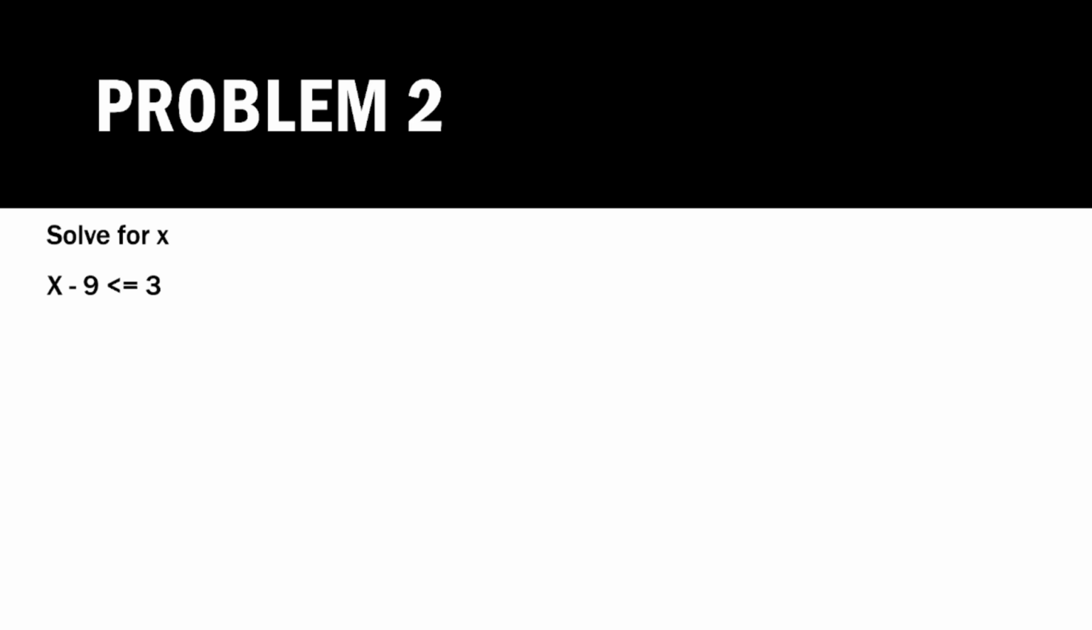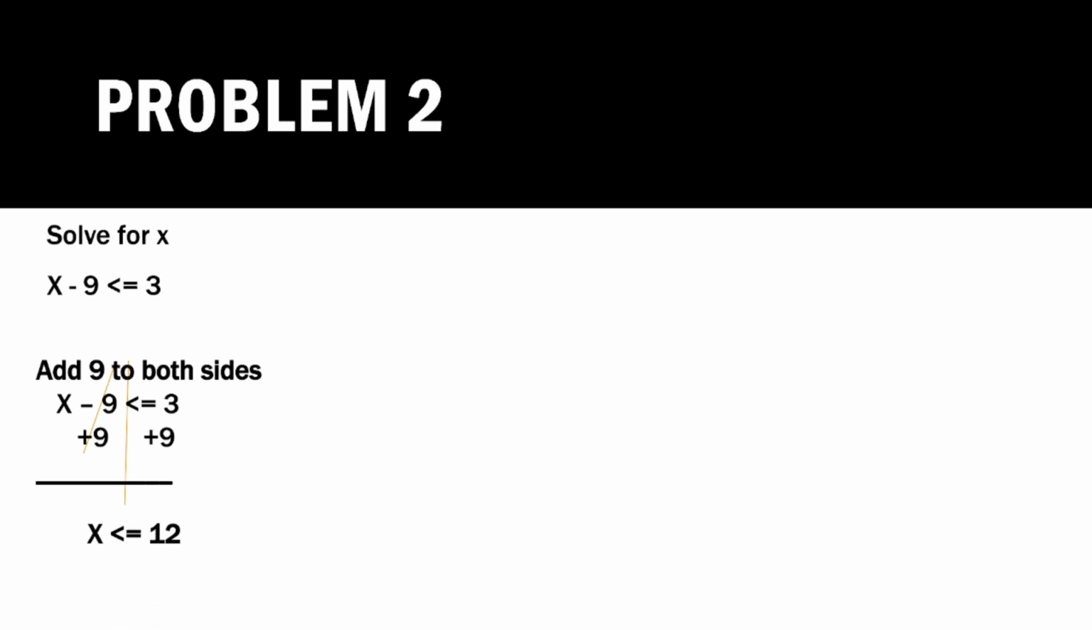So let's do problem number 2 together. Solve for x. So we have x minus 9 is less than or equal to 3. So what you're going to do is add 9 to both sides, because the opposite of subtraction is addition, because you have a minus 9. So you want to add 9 to both sides. So the 9's on the left side cancel out, and then you're just doing 9 plus 3. So you get x on the left side less than or equal to 12. So x is less than or equal to 12.